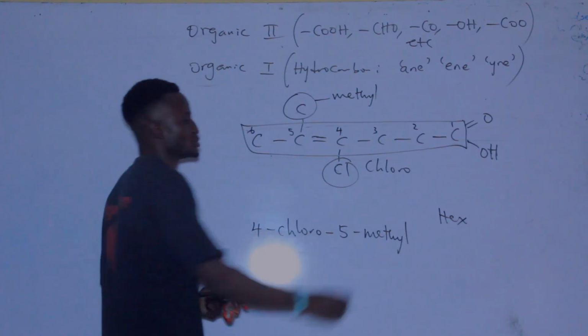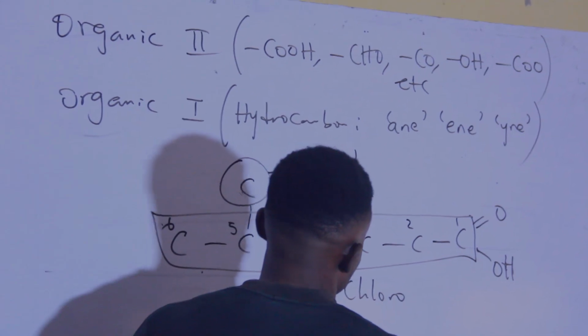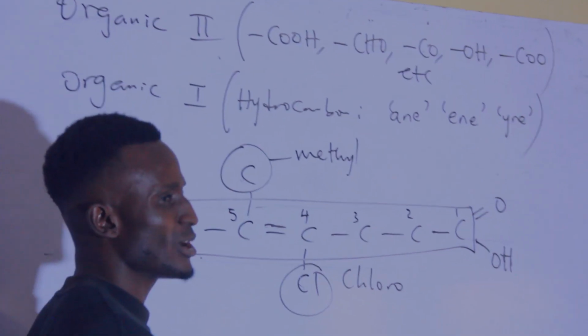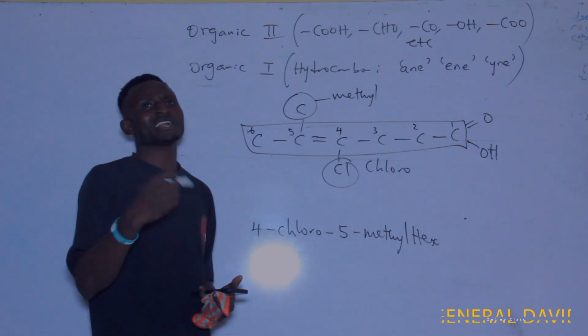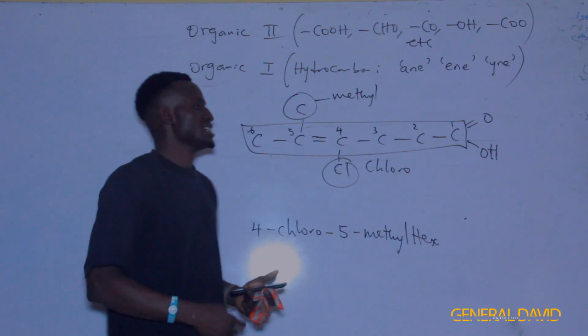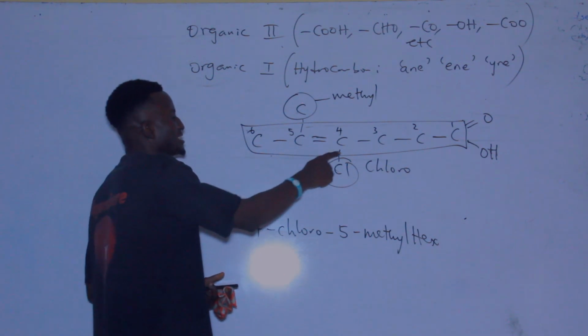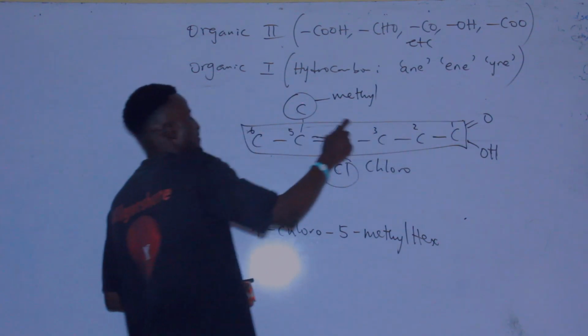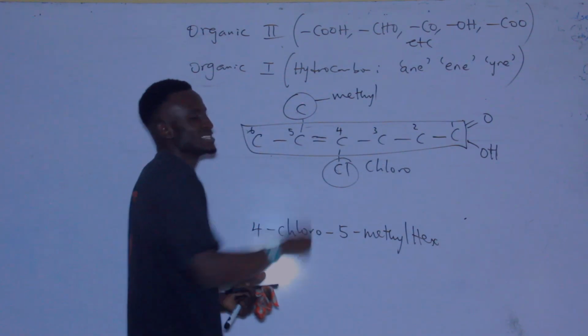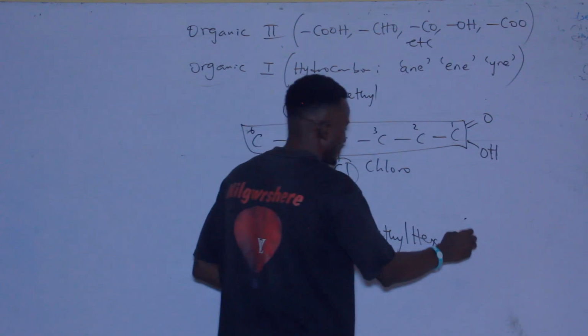Then the functional group is what? Is hex. The parent name is hex. And don't forget the position of the organic 1 as well should be mentioned. And the position of the organic 1 here, don't forget, is at carbon 4, which is 1, 2, 3, 4. So the position of the organic 1 here is at number 4. So we now have it to be hex-4.